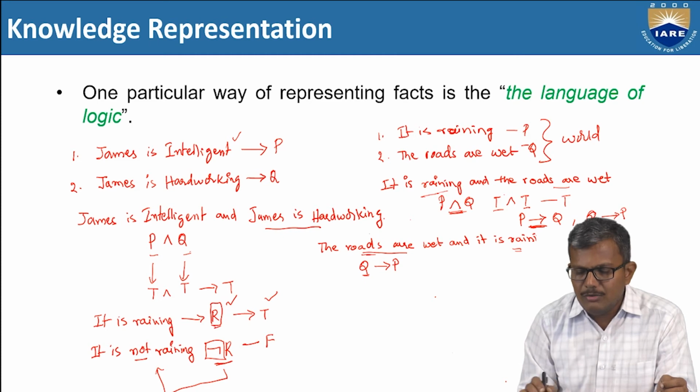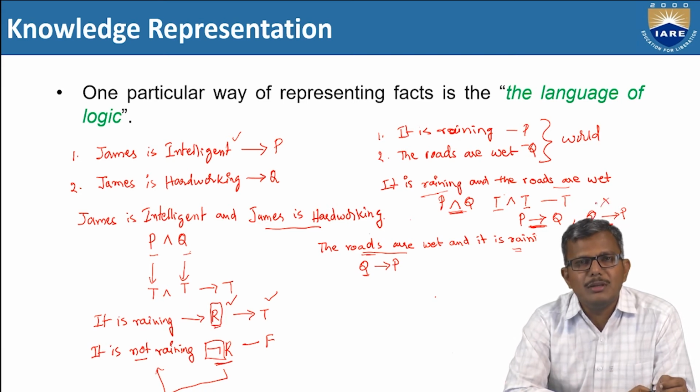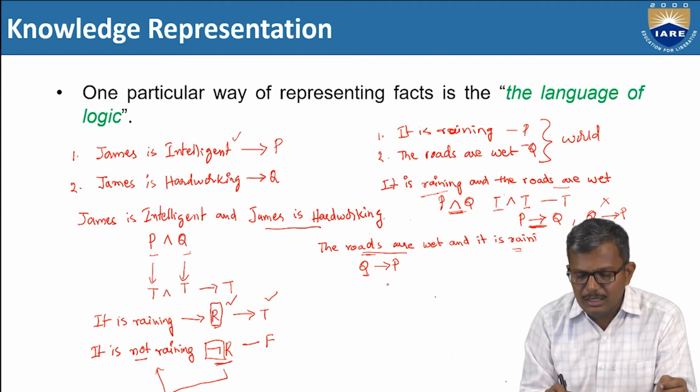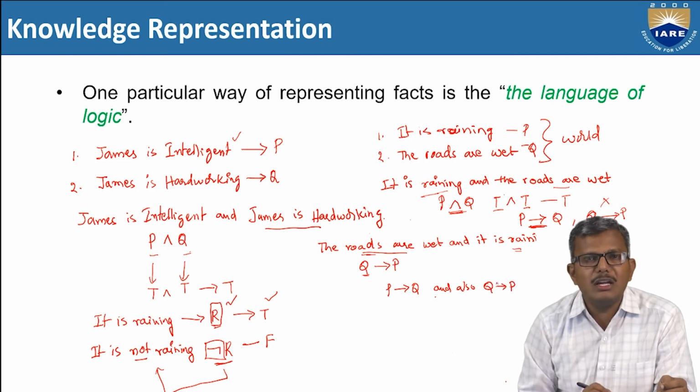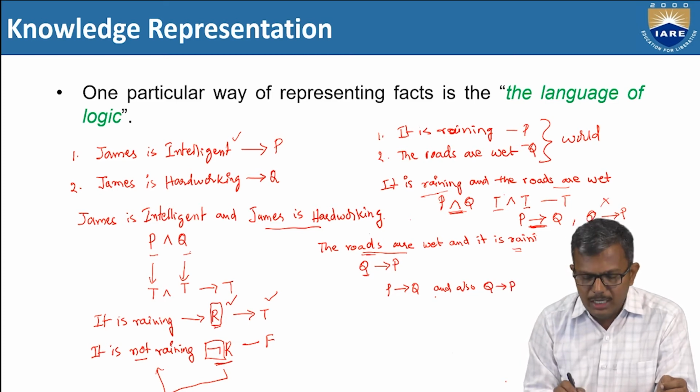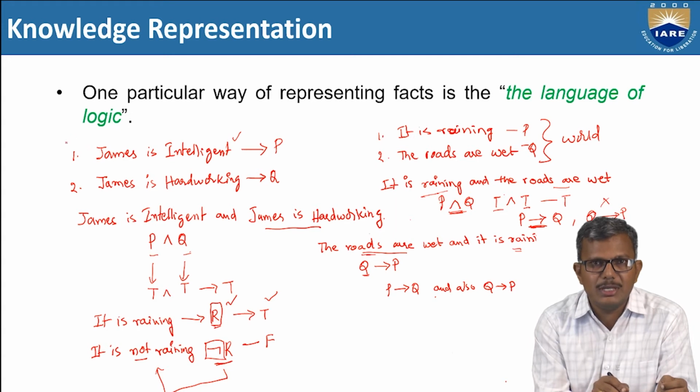So whenever P implies Q, it does not mean that every time Q also implies P. So when can I say that P implies Q and also Q implies P? When can I use this statement? I can write the same thing. We can take this particular example.